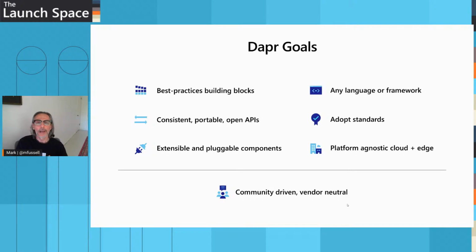So if I want to store all my data inside a Redis database and then I change my mind and I want to move it to something else like Cosmos, that's all very pluggable. Make sure that it can run on cloud and edge and all your platforms. And most importantly of all, the whole thing is community driven and vendor neutral. It's built by the community, built for the community.